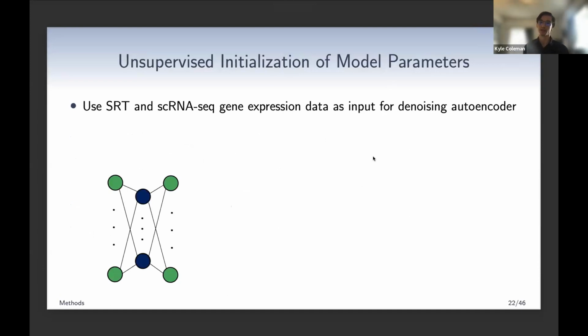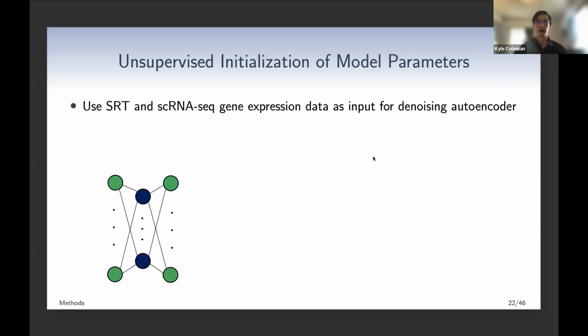All right, and that leads us into our actual deep learning framework of SpaDecon, which, as I mentioned, starts with an unsupervised initialization of model parameters. The entire purpose of this step is just to find a mapping to a lower dimensional space. Since this is unsupervised, we're not using the cell type labels at all for our scRNA-seq data. We're just using our unlabeled SRT data and our scRNA-seq data without the labels.